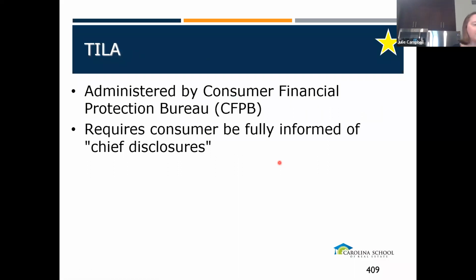TILA is regulated. Again, we met the Consumer Financial Protection Bureau the other day. They're out to protect the consumer. This is a fairly new program since the housing market crashed. And one thing the CFPB did when it comes to mortgage loans is it said, you know what, we need to educate the consumer. The consumer needs to be knowledgeable about this 30-year mortgage in some cases that they are getting ready to get. They need to know the terms. They need to know what they're getting ready to commit to. So TILA now requires the consumer to be fully informed. And particularly, they address these chief disclosures, which we'll talk about.